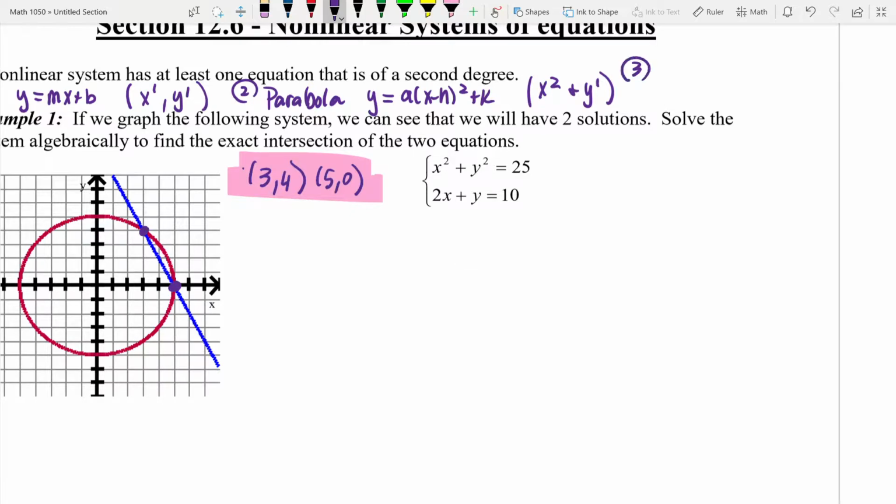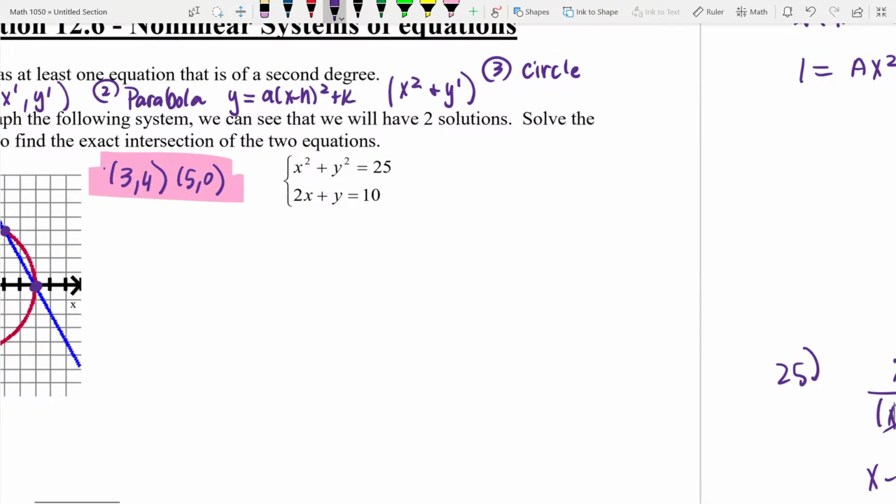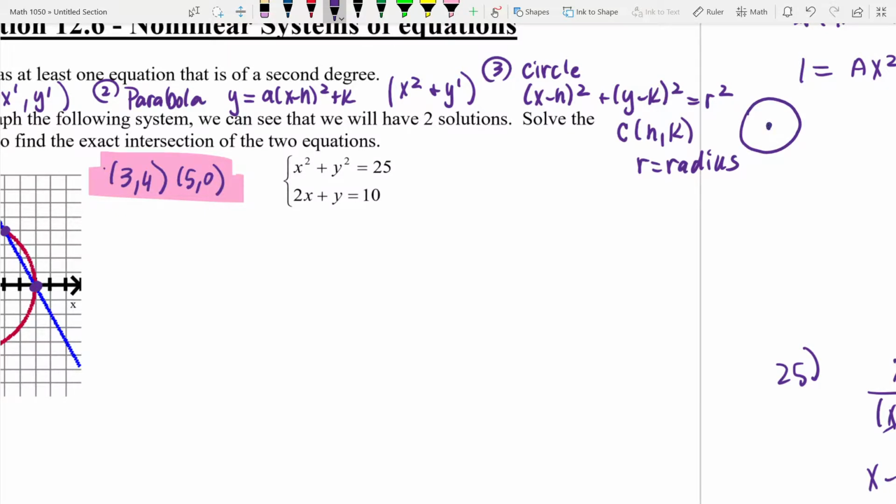The third thing we're going to graph is our circles. Okay? Here is the standard form for a circle. It's (x minus h) squared plus (y minus k) squared is equal to the radius squared. Now, you need to understand that the center of my circle is (h, k), and the r stands for the radius. And I know you guys know this, but just a little refresher, if you have a circle with a dot in the center, the radius is a straight line from the center out.